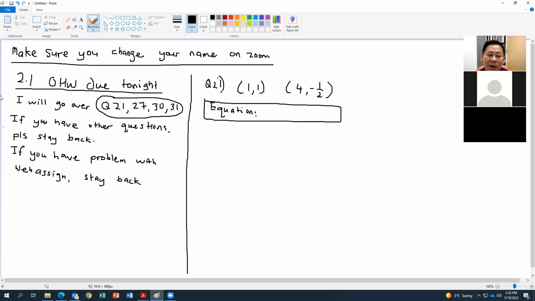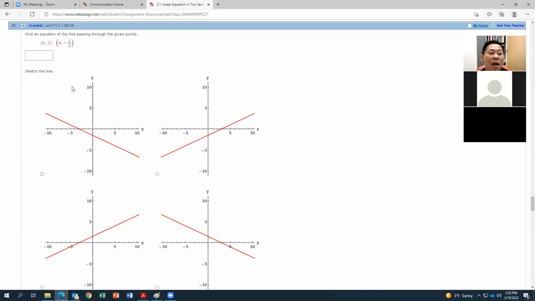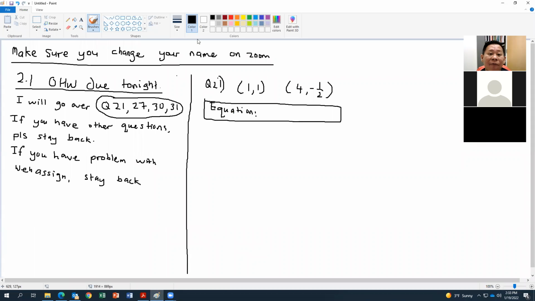So today we talk about this 2.1 homework, question 21. If you look at your homework, they ask you to find the equation of a line passing through the points (1, 1) and (4, -1/2). And then after that, you have to graph it. So how do we do this kind of question?